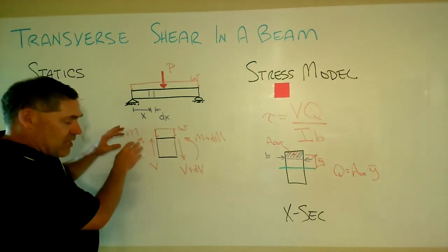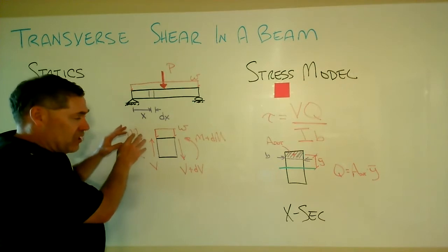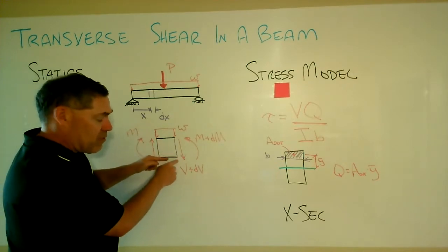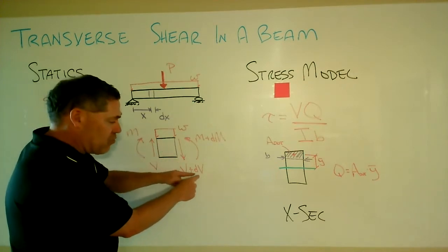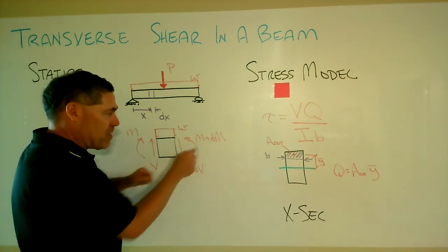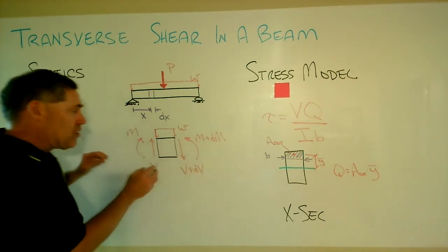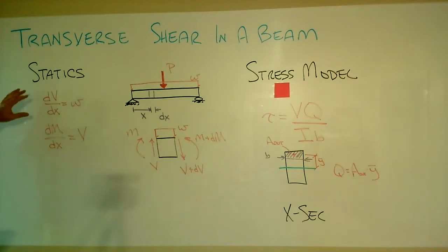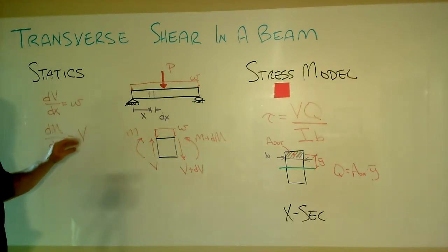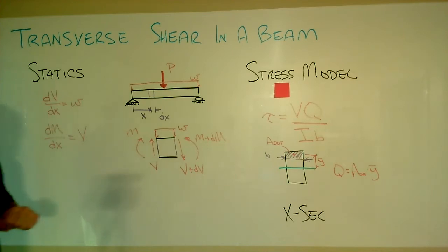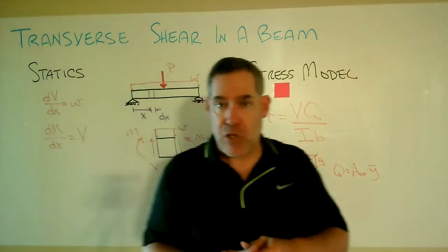And so we have internal moments and internal shears on the left-hand side, and as we walk our way across to the right-hand side, there are incremental changes in both the shear and the moment. And we learned what those relationships were with respect to the load back in the beam statics, right? The rate of change of the shear was equal to the distributed load intensity, and the rate of change of the moment was equal to the shear, right? And that set up a second order differential equation.